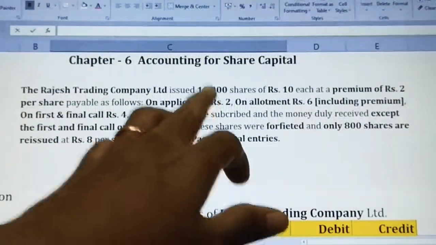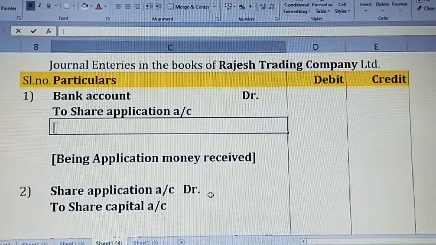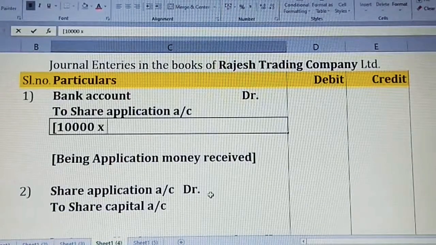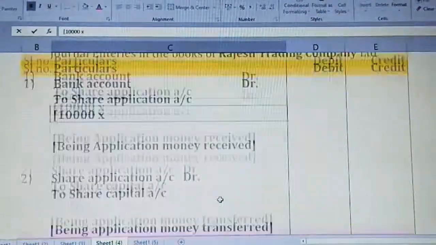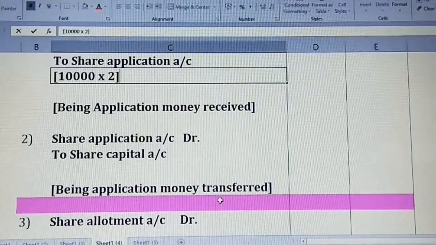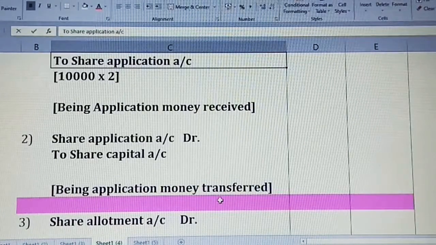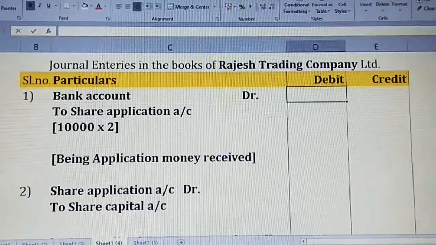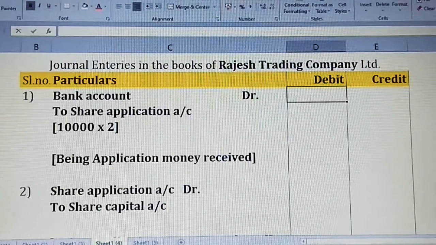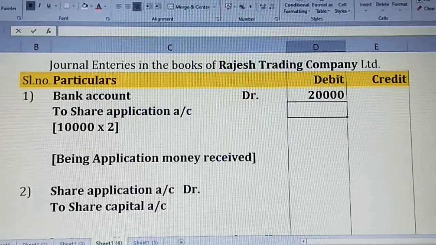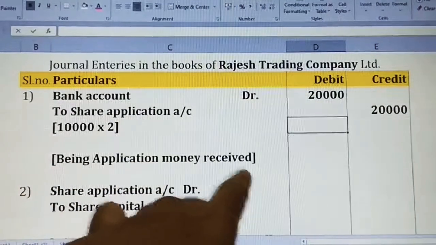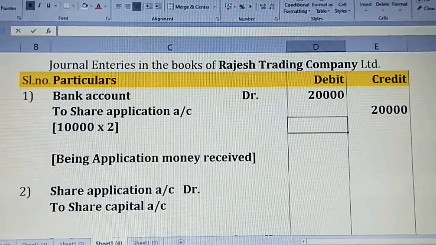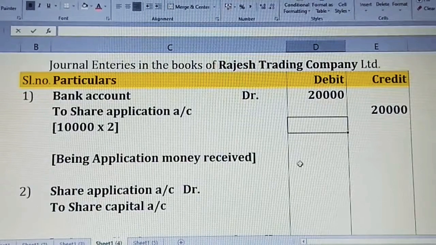What is the number of shares issued here? 10,000. 10,000 into the rate on application, which is 2, is going to be 20,000. And the narration being application money received. So the first entry is very simple. We have done it. Next, moving on to the transfer entry.